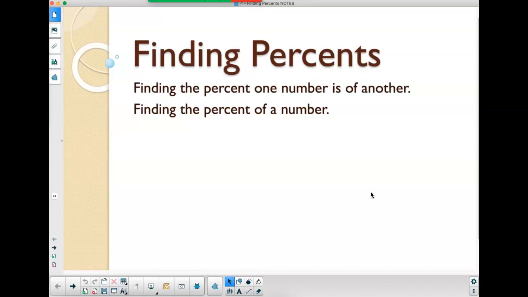Okay, so both of the things that we are doing today are going to be very, very similar. I'll teach you something, you're going to do some homework on that, and then we'll come back and do a second lesson, but it's going to be very similar to the first one. So you're going to find that a lot of this is the same. We're going to work on finding percents today.